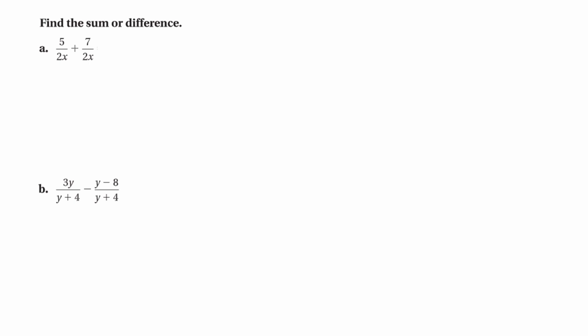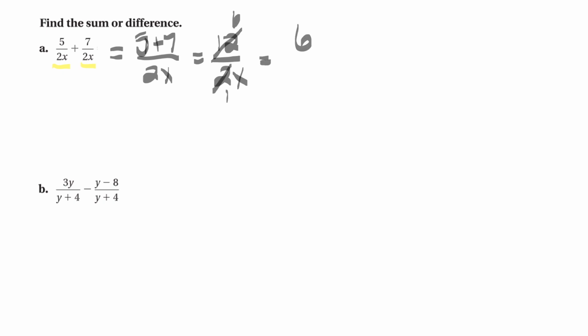So looking at our first example, we can see that we do in fact have a common denominator of 2x. So we're going to simply add our numerators, 5 plus 7, and we're going to keep our denominator the same. So we end up with 5 plus 7 is 12 over 2x. And then, of course, we would want to simplify out any common factors. So 12 and 2 are both divisible by 2, so we're going to divide out the 2, and we end up with 6 over x.